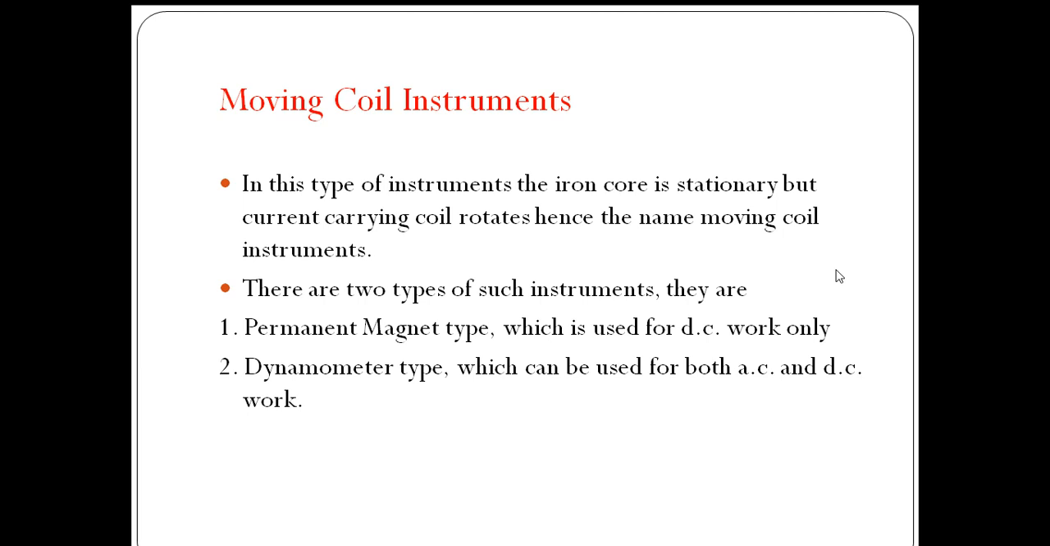Mainly these are two types, as we discussed. The permanent magnet type is only used for DC measuring instruments. Similarly, the dynamometer type instruments are used for both AC as well as DC measurement. These are the moving coil type instruments.